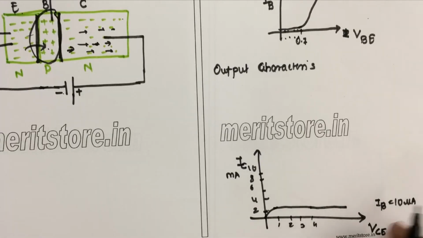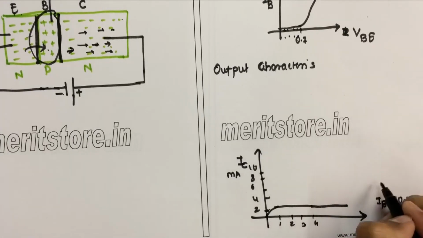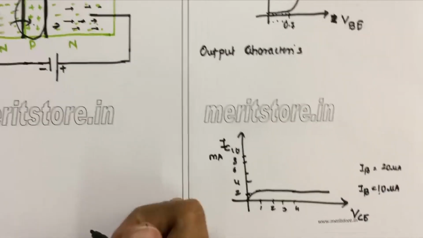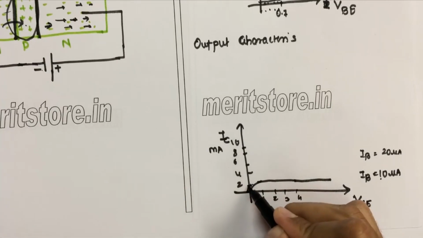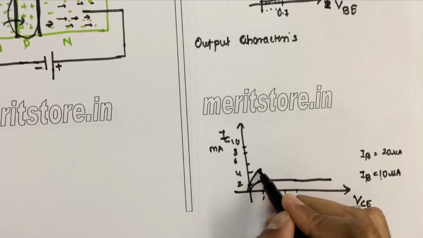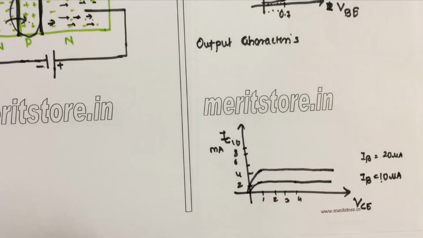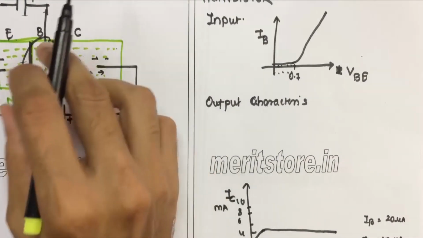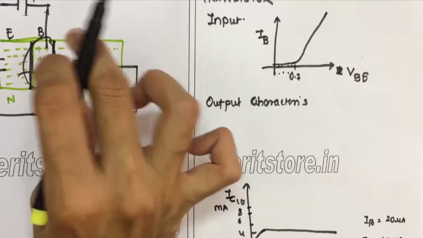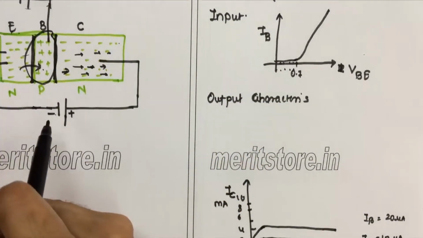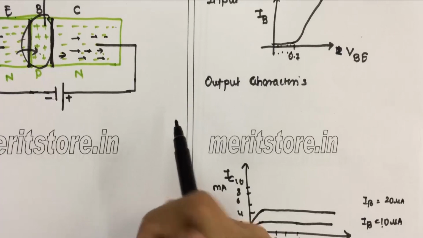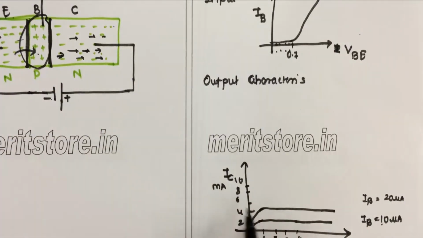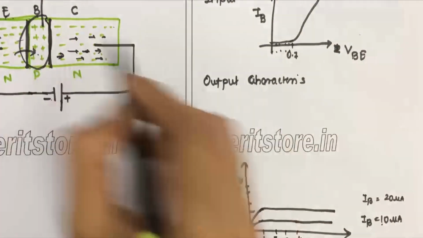But again, if you increase the value of IB further, if you keep your IB as 20 microamps, for that 20 microamps your current will increase further, but again it will become constant. So for each and every value of your base current, your current will go on increasing, but it will become constant after a particular amount of time. So this is your output characteristics for the voltage across the collector-emitter and the current which you are getting from the collector.